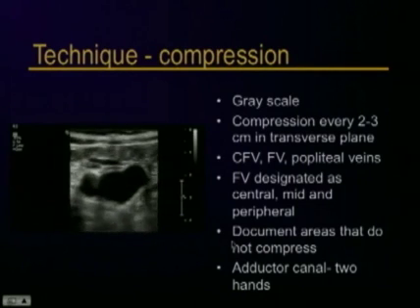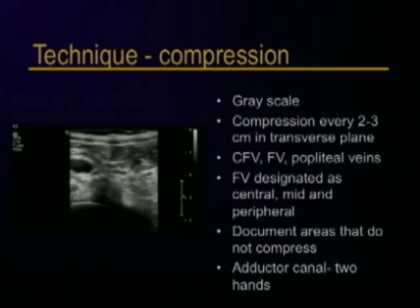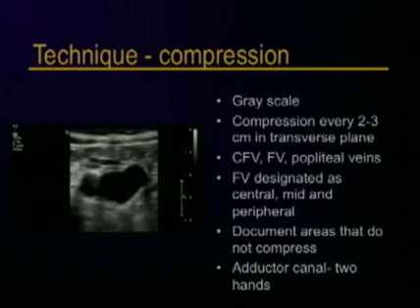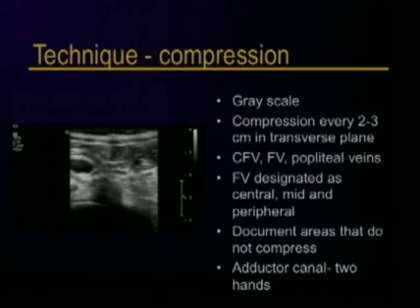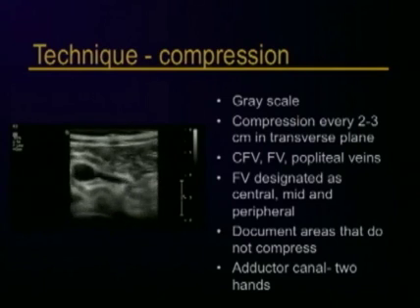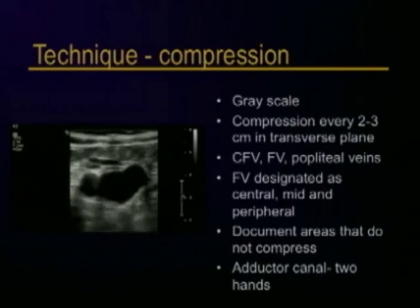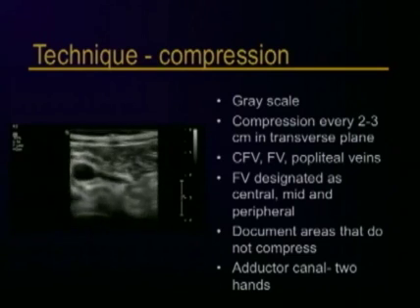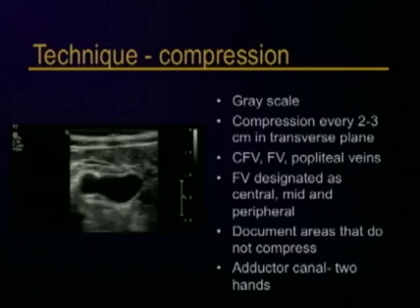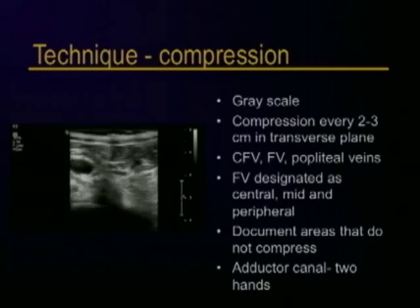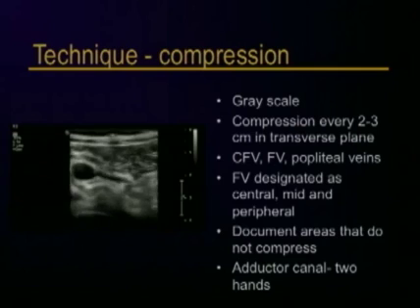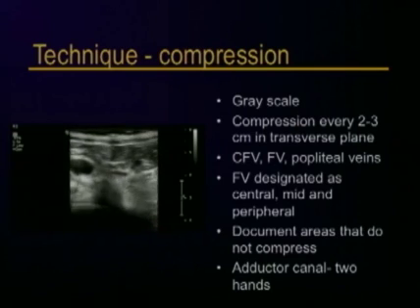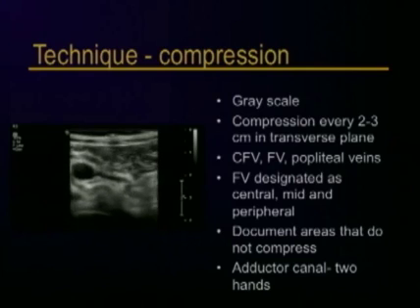Now, compression is the most important part of the examination. We do the compression in the transverse plane in grayscale, and we compress the venous structures every 2 to 3 centimeters. We look at the common femoral and popliteal veins. We designate the femoral vein as central, mid, and peripheral, with central being closest to the heart and peripheral being farthest away. We document areas that do not compress, and again, as mentioned earlier, it may be useful to use 2 hands when compressing the vein in the region of the adductor canal.